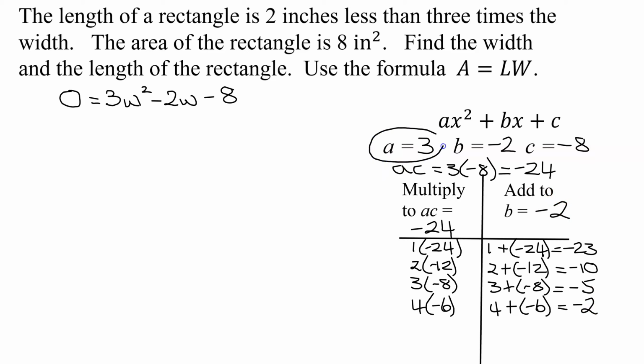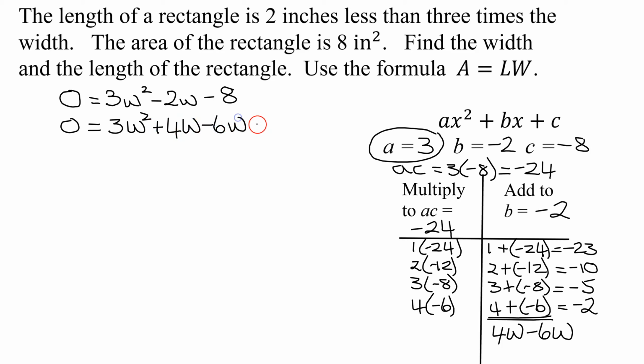Now, since A was 3, these are not my factors. This is what I'm going to rewrite my middle term as. I'm going to write it as 4W minus 6W instead of my negative 2W. So I get 0 equals 3W squared plus 4W minus 6W minus 8. All I'm doing is replacing this for this. The reason we do this is now we have 4 terms. How do you factor 4 terms?